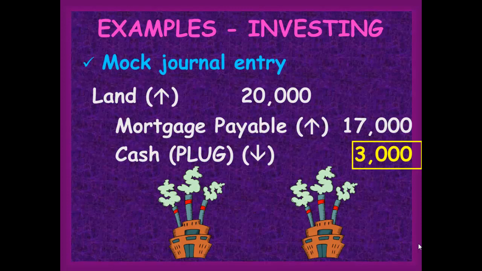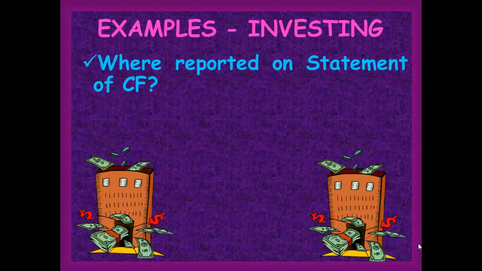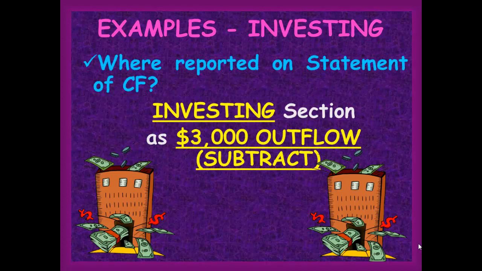buy land. In what section will we record the fact that I have paid $3,000 cash to buy land? Investing. Buying and selling property, plant, and equipment goes in the investing section. Will that be an inflow or an outflow? It is an outflow. Outflows mean we're going to subtract. When cash goes out, we're going to subtract.